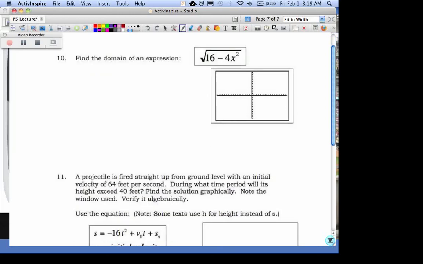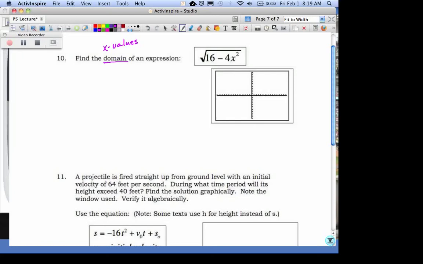Here we go. Domain. The domain is referring to the possible x values in a problem. So we're going to draw a picture of it so you have an idea first.